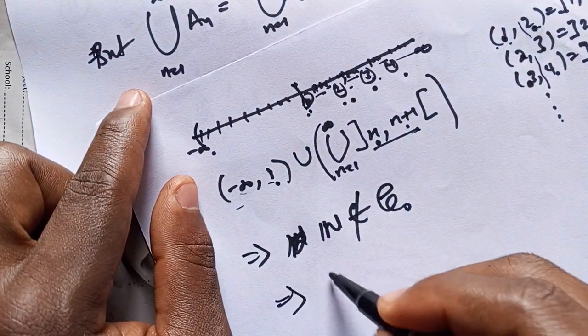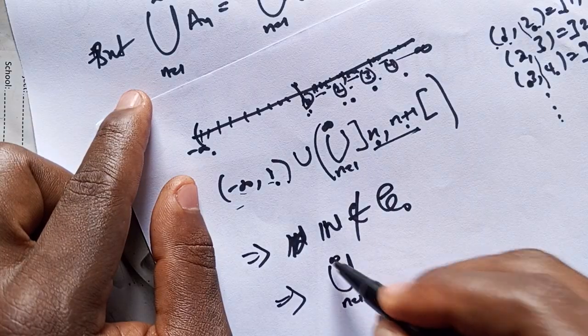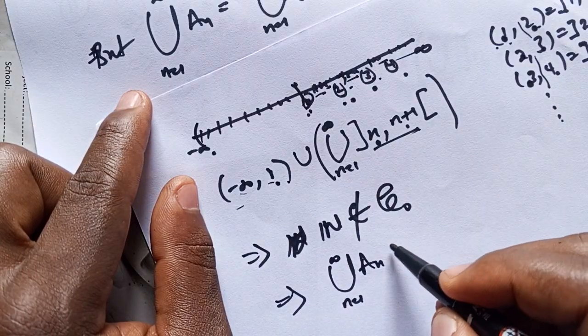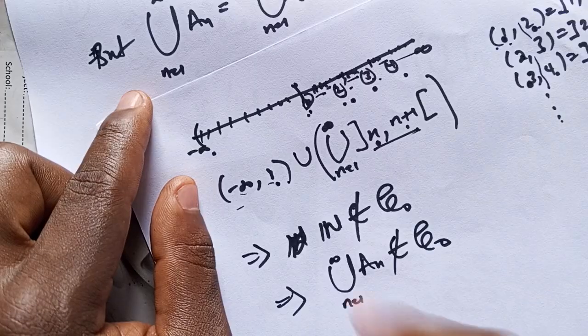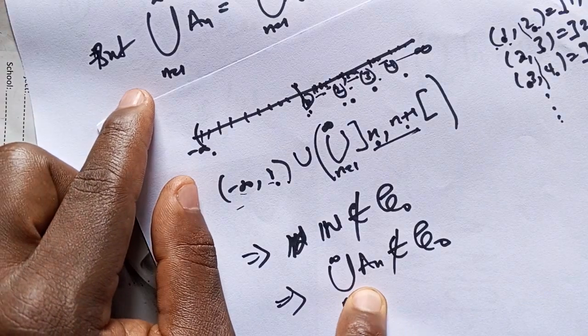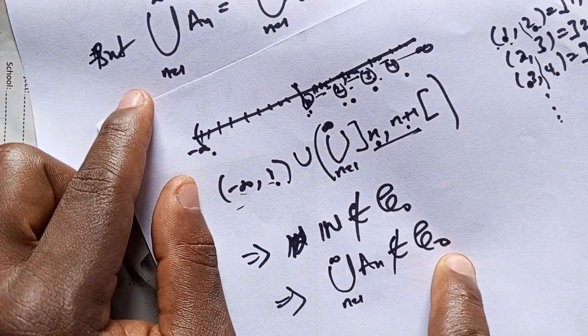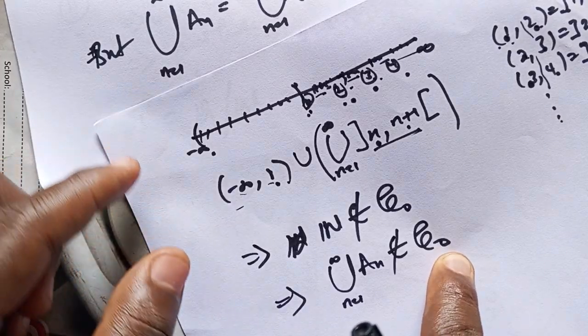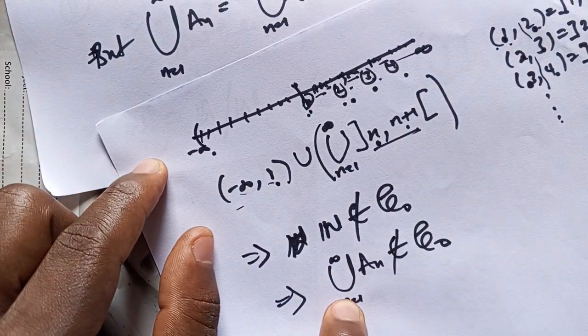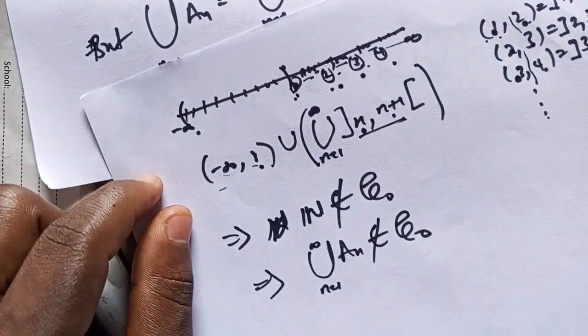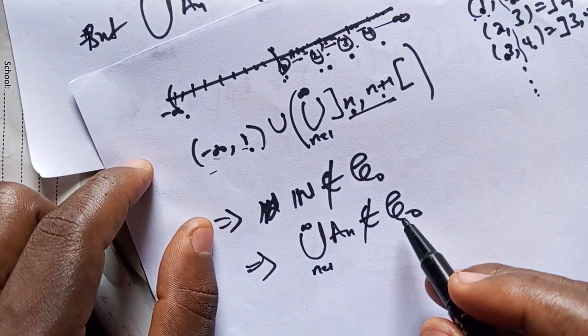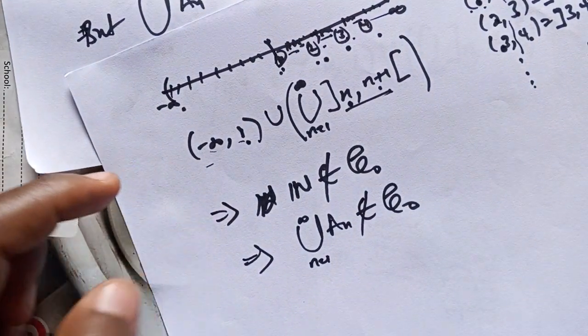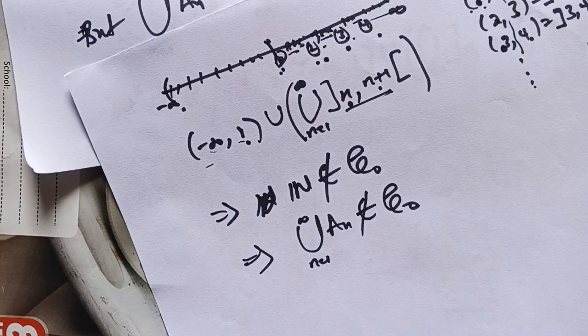So this now implies that the countable union over n equal to 1 to infinity of A_n is not in the algebra. And since the countable union is not in the algebra, definitely it is not a sigma algebra. Because for it to be a sigma algebra, the countable union must be in the algebra. So this means that A naught is an algebra but not a sigma algebra.